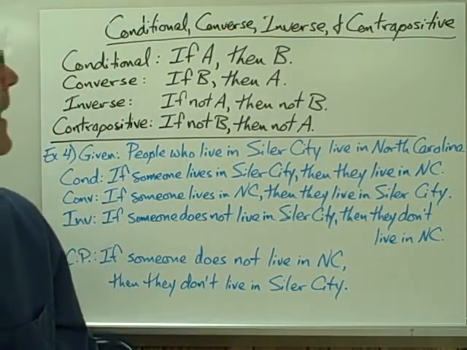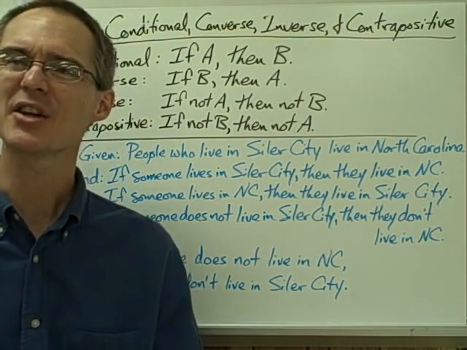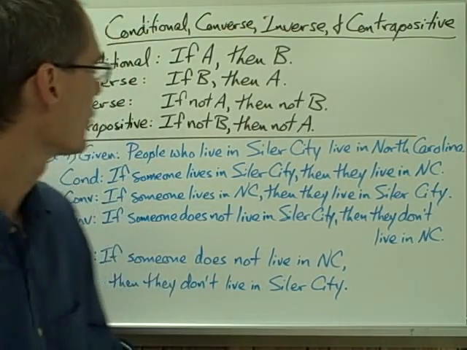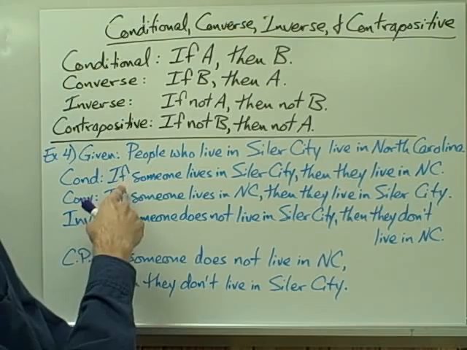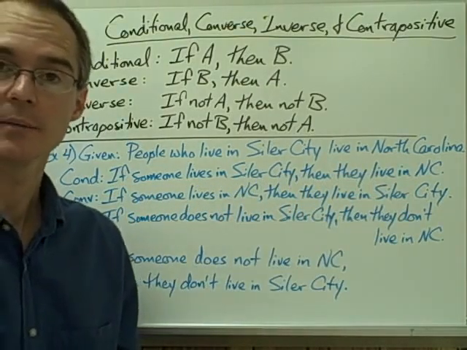Example number 4. People who live in Siler City live in North Carolina. That's our given statement. We want to first create from that a conditional statement, so we want it in if-then form. If someone lives in Siler City, then they live in North Carolina.